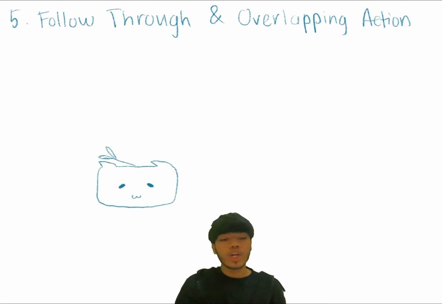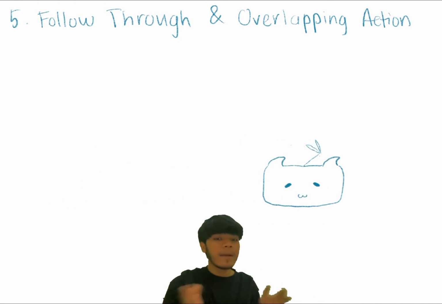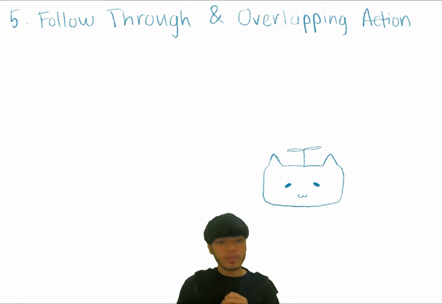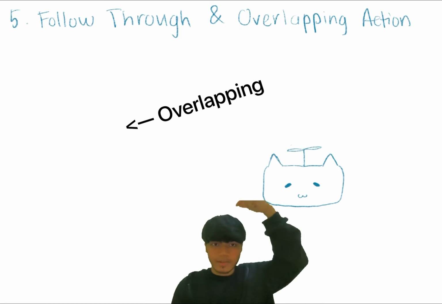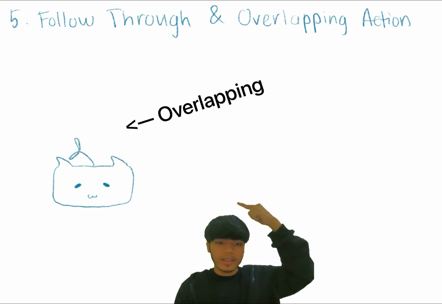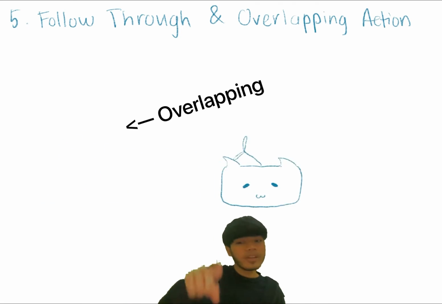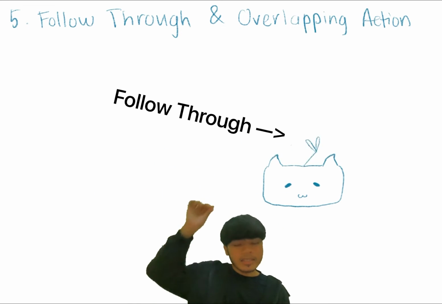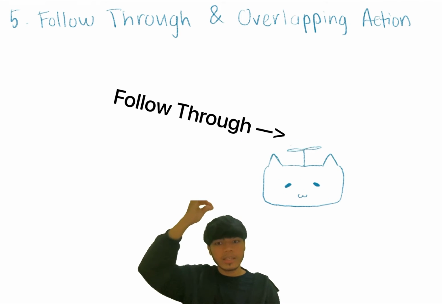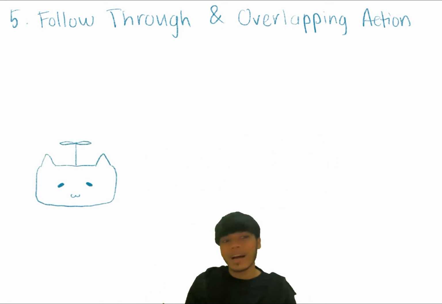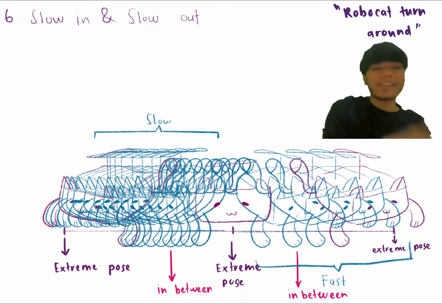So I made this Robocat sliding animation to make it easier to understand. As we can see, this cute Robocat is moving, right? It's sliding, but its other part, the helicopter, is still not moving, like it's dragging, right? It's overlapping, and after he moves and stops, the other parts continue to move ahead and go back to normal, back to his position. So it's follow through. Understand? Yeah, that's all.